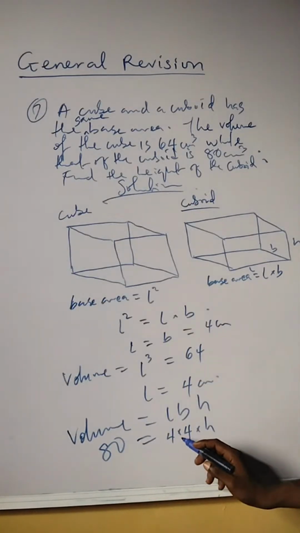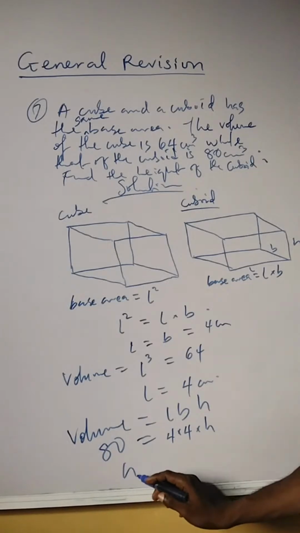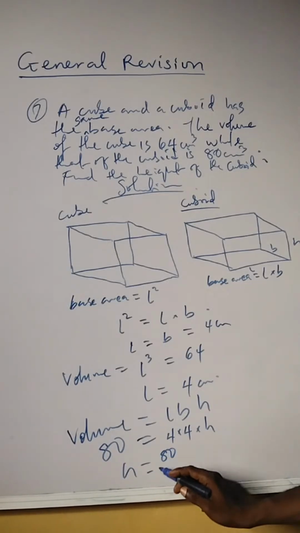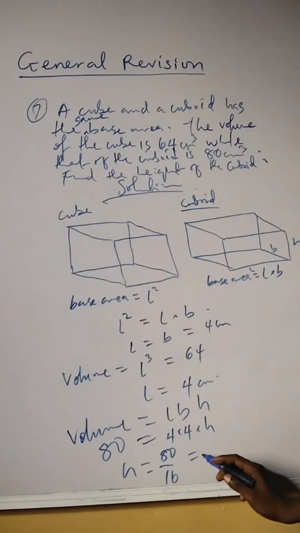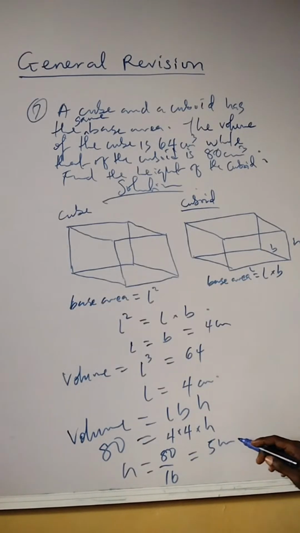So 4 times 4 is 16. 16H equals 80, so H equals 80 over 16. H equals what? Is it 5? Yes, 5 centimeters. So that's how we arrive at that. I believe that's right. So we have that as question number 7.